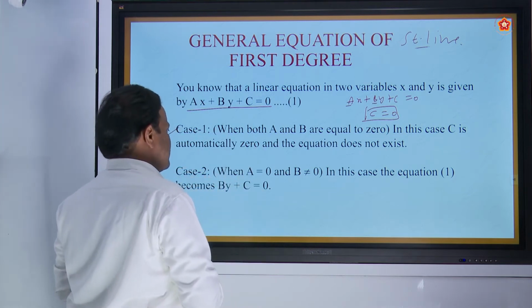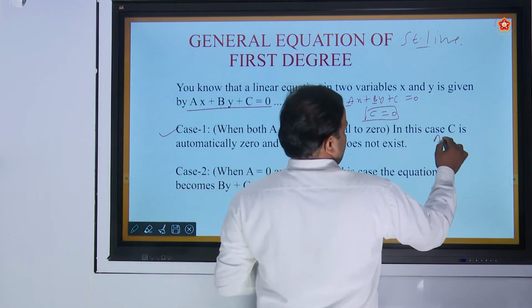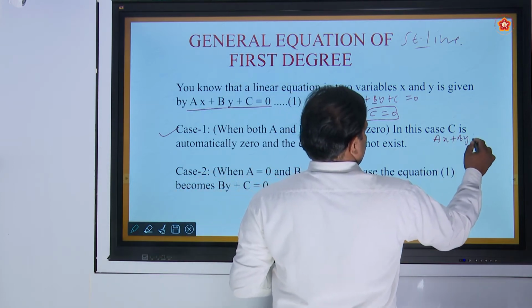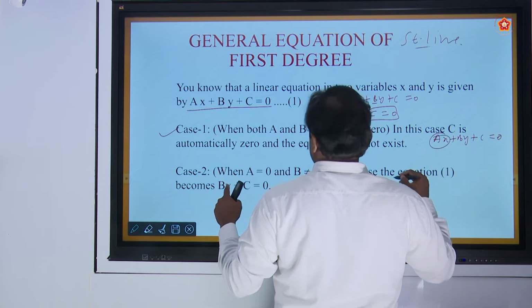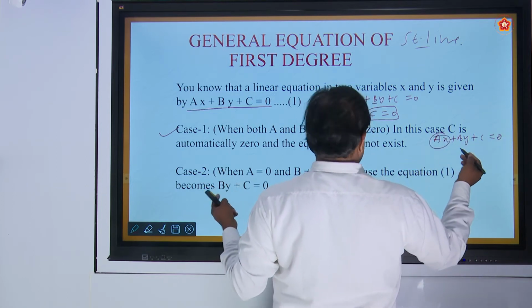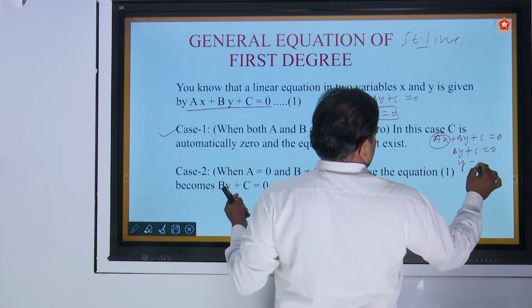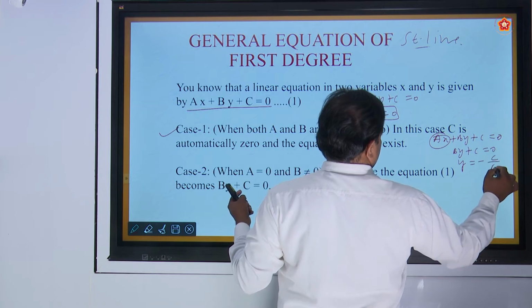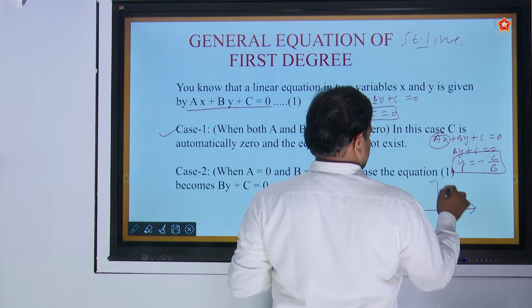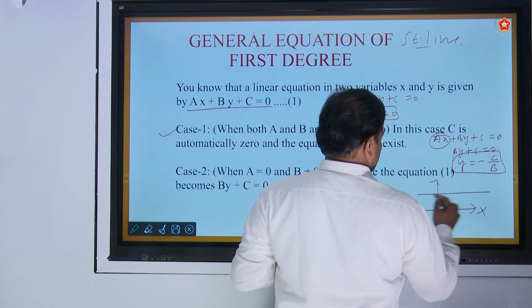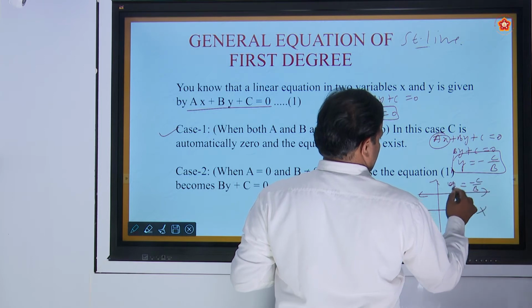Second case: when a equal to 0 and b is not equal to 0, what is the equation here? ax plus by plus c equal to 0. When a equal to 0, this term becomes 0. b is not equal to 0, b has some value. That becomes by plus c equal to 0. So y becomes automatically minus c by b. This line is parallel to which axis? The x axis. The line is parallel to y equal to minus c by b.